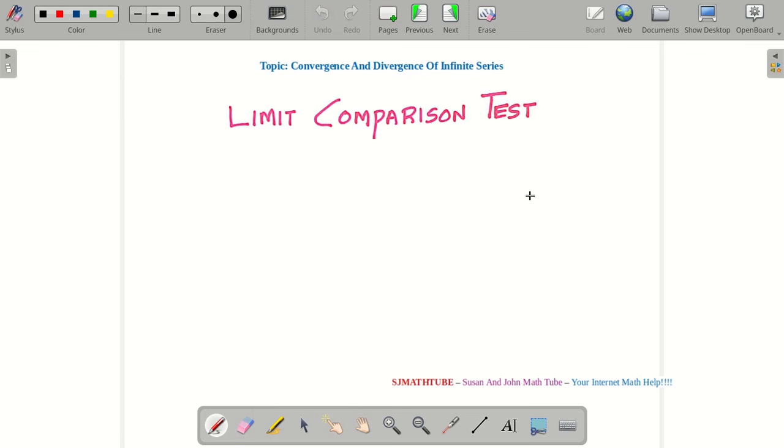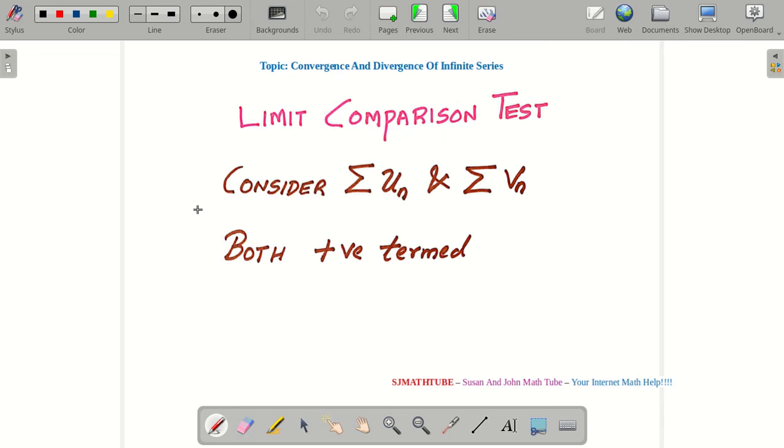Now the most important and the first test, that is the limit comparison test. The test starts like this. Consider two series sigma un and sigma vn, and assume that both of them are positive termed. Do you remember the meaning of positive termed? It means all the terms in the series are positive. And one more thing, the series will either converge or diverge. There is no third possibility, it cannot oscillate.